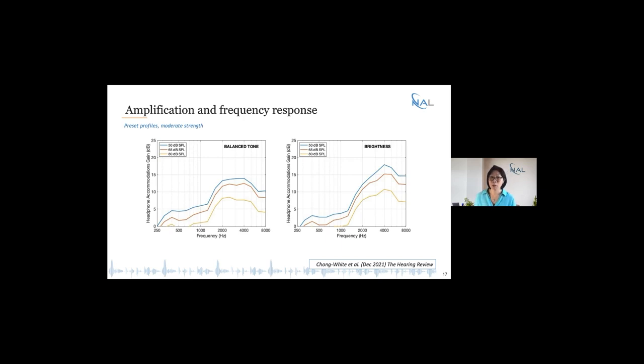So 50 dB SPL, which is a soft speech level, 65 an average level, and 80 dB SPL, a loud level. And these are the profiles, the headphone accommodation gain for two preset profiles at moderate strength. So for the balanced tone profile on the left, we see that headphone accommodations gain at a level of 65 dB SPL gave a boost of about 12 dB between 2 and 5 kilohertz. And we can see the compression, there's more amplification for the soft sound than there is for the loud sounds. On the right, for the brightness preset, there's more boost in the high frequencies, with a 15 dB gain at 4 kilohertz at that 65 dB SPL input level.